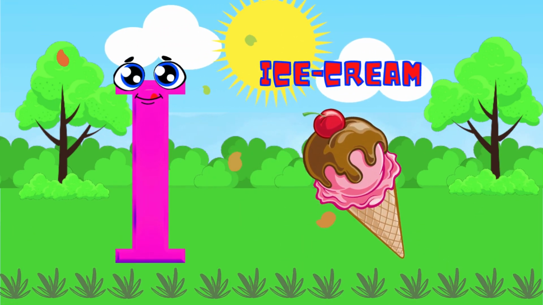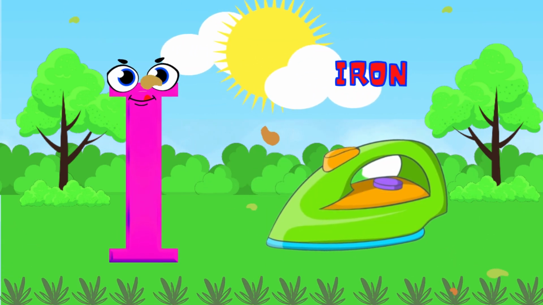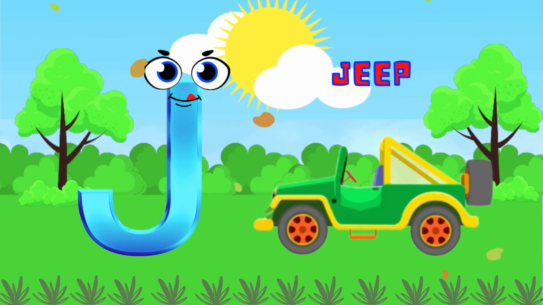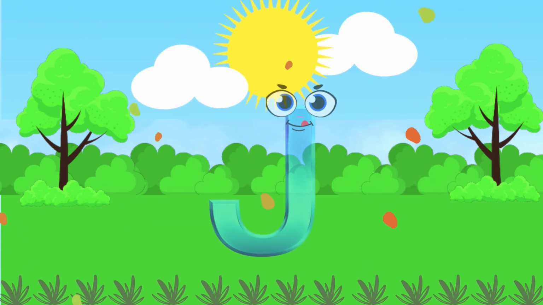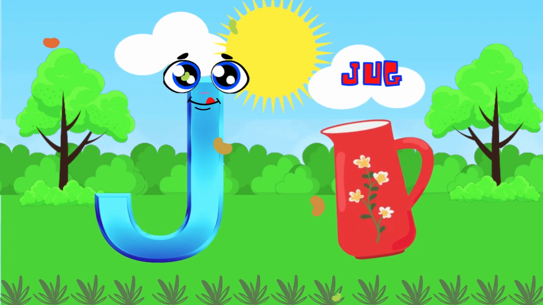I, i, ice cream. I is for iron. I, i, iron. J is for jeep. J, j, jeep. J is for jug. J, j, jug.